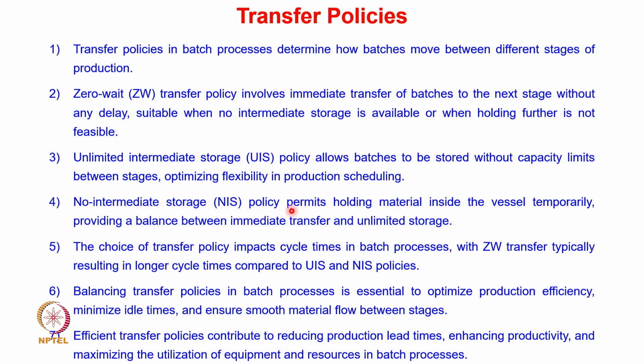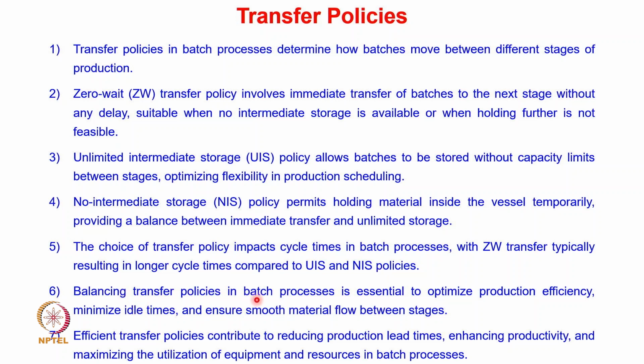So no intermediate storage policy permits holding material inside the vessel temporarily, providing a balance between the immediate transfer and unlimited storage. So the choice of the transfer policy impacts the cycle times in batch processes. With zero wait transfer typically resulting in longer cycle times, we will see whenever we are having a zero wait transfer policy, typically the cycle time or the makespan is higher compared to the unlimited intermediate storage and no intermediate storage policies.